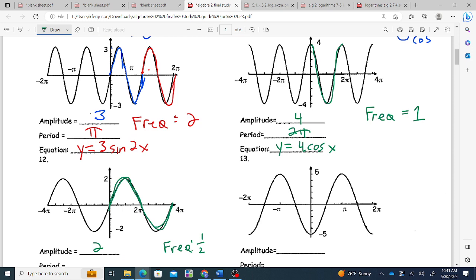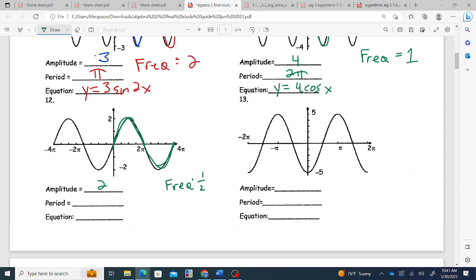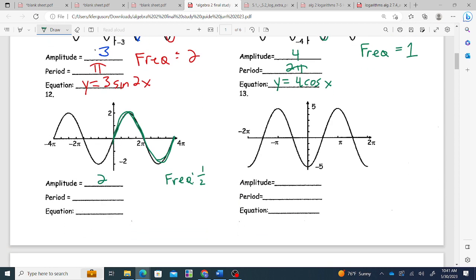The period is 4 pi. Okay, so I was right. Yep. The equation should be y equals 2 sine 1/2 x. Yes, ma'am. So the period right here is 4 pi because it took 4 pi to get one whole wavelength or one whole cycle. And then the equation is y equals, like the lady said, 2 sine 1/2 x. All right, and then the last one.